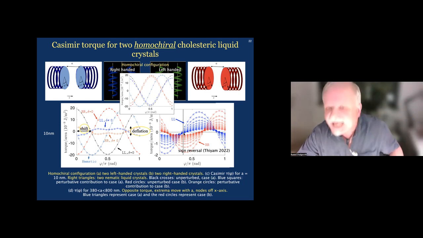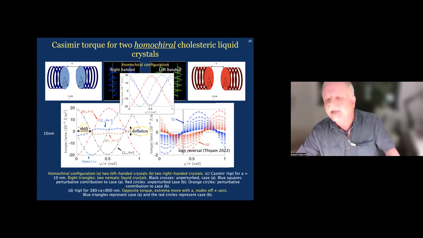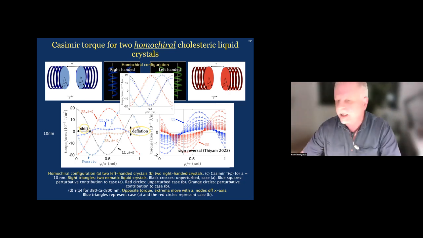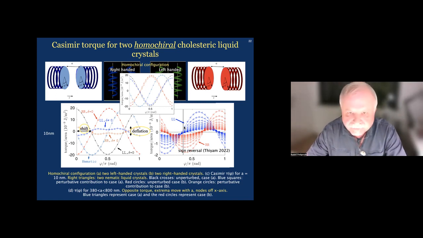Also, what we see is that there are certain angles at which the torque changes sign as a function of the separation. So moving up and down here, you change the separation. And you see that you go from a positive torque to a negative torque. This is actually something that's been observed also by Tiam and collaborators this year for two anisotropic crystals. We see it for two cholesteric liquid crystals. Same effect, possibly measurable.